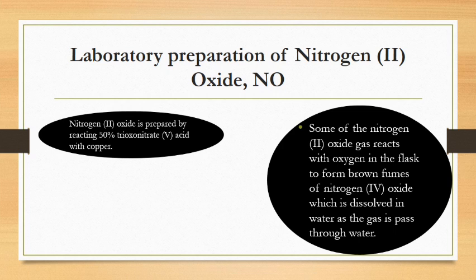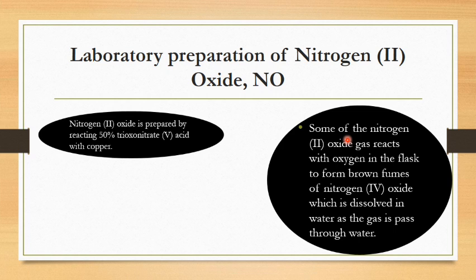So some of the nitrogen 2 oxide gas reacts with oxygen in the flask to form brown fumes of nitrogen 4 oxide, which is dissolved in water as the gas is passed through water. Okay, so what that means is just that as we are able to produce the nitrogen 2 oxide from reaction of nitric acid with copper, this part of the nitrogen 2 oxide, that is the NO, will now combine with some oxygen present in the flask used in preparing the reaction.